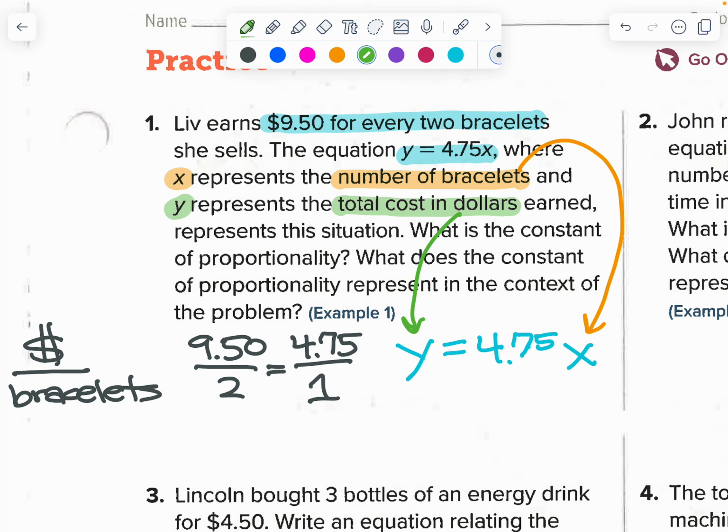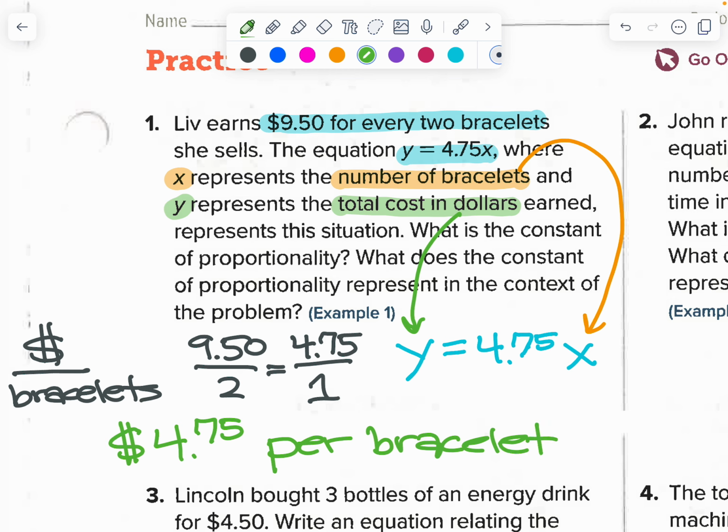And then they ask us, what does the constant of proportionality represent? So I would put it back into words. It's a word problem. I would say that each bracelet is $4.75. So $4.75 per bracelet. There you go. That's explaining it. Let's move on to number 3.